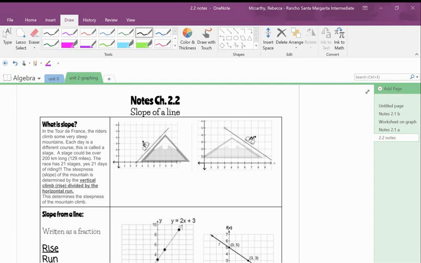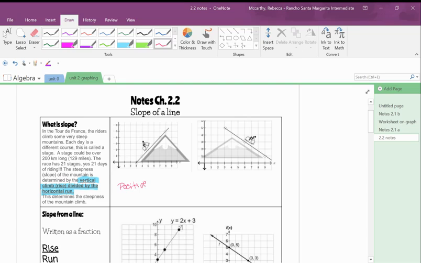The steepness or the slope of the mountain is determined by the vertical climb divided by the horizontal run. I looked this up. In the Tour de France, that gives you a fraction, and they convert it to a percent. Looking at this one, this racer is going up, so we call that a positive.